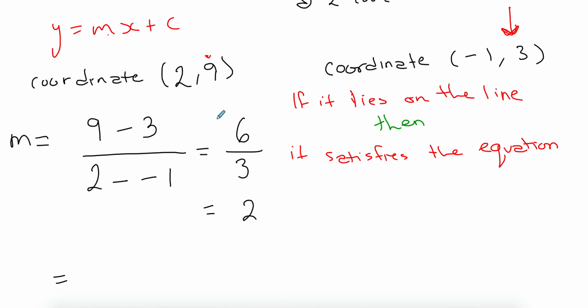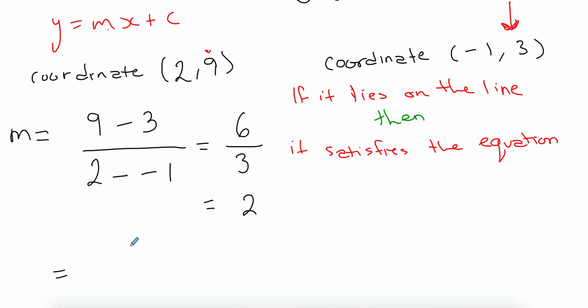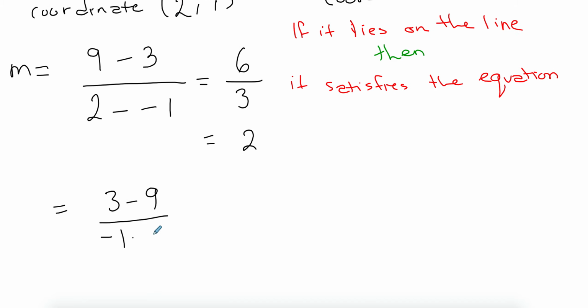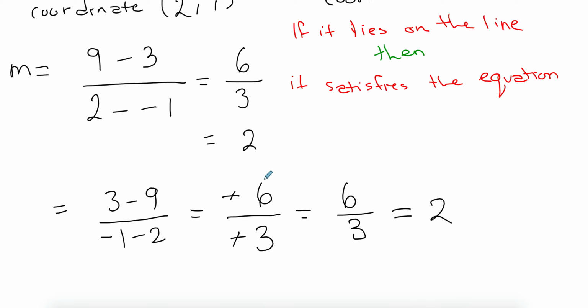And so you have 3 minus 9 over -1 minus 2. So you have, in this case, the numerator will be -6, the denominator will be -3, the negatives cancel. So you end up with 6 over 3, which simplifies to 2. So you have to end up with the same number. It doesn't matter which order you do them, but if you start with y2 in the numerator, then you have to start with x2. That's the most important thing.